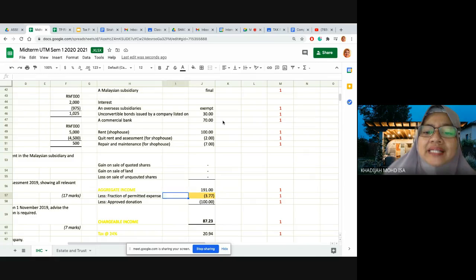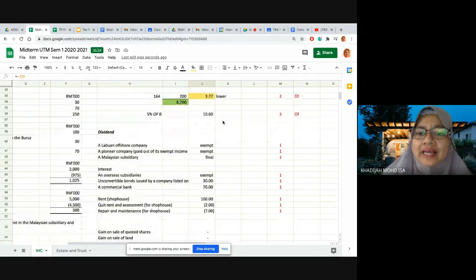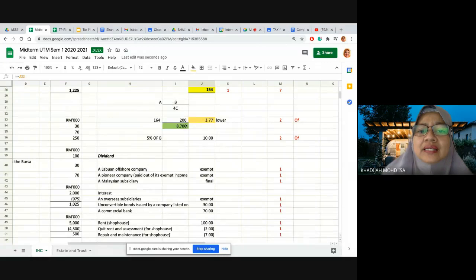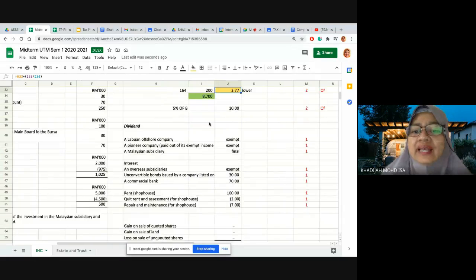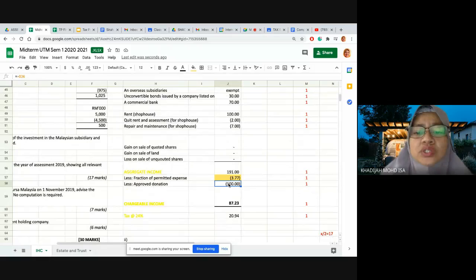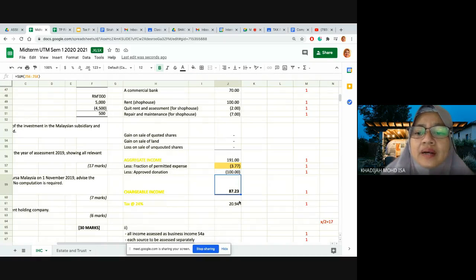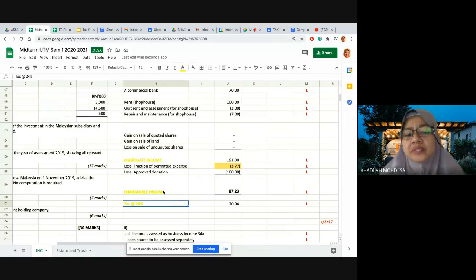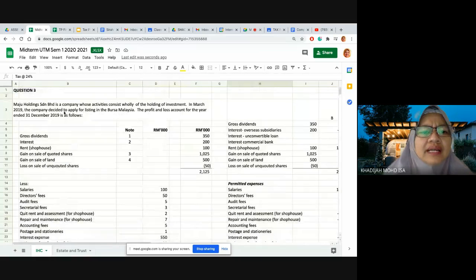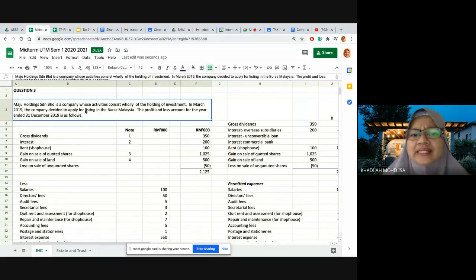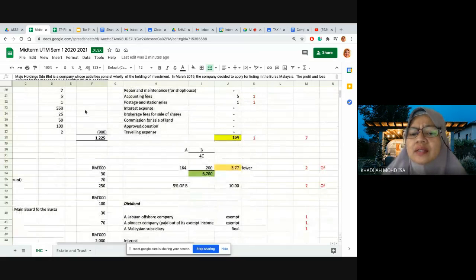Fraction of permitted expenses must be the same as you decided above. You decided A, whichever is lower, between your A, B, 4C and 5%, so it should go with whatever you decided above. It cannot be any other figure. And most of you forgot to put your approved donation. So from there you have a chargeable income. Not for the amount, but I want the term for that, and tax at 24%. Some of you put tax at 70%. 17% is for SME, not a big company. It doesn't mention that it's an SME, so you have to assume tax is always at 24%.